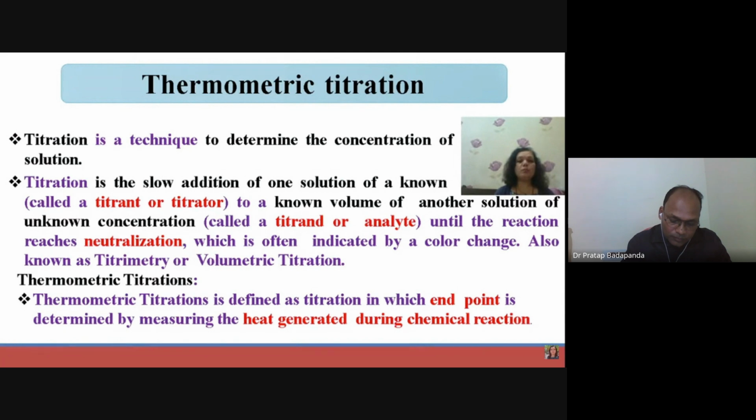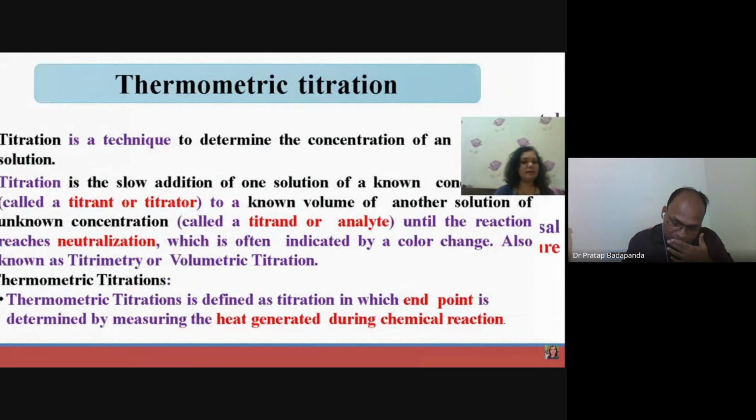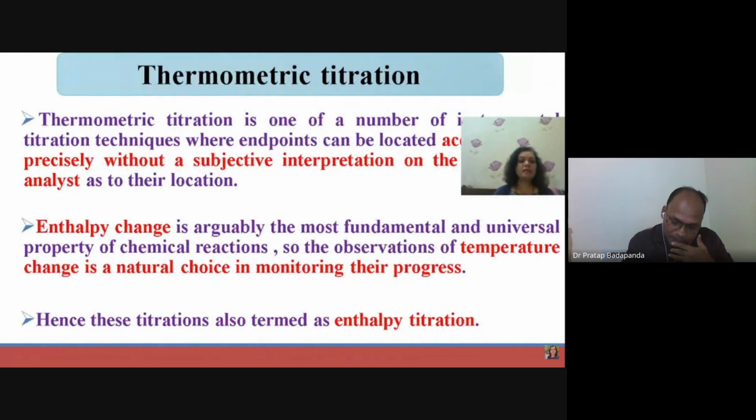The word thermo denotes change in heat, or the heat generated during the titration. So, in thermometric titration, what are we going to find out? We are going to find out the end point by measuring the heat generated during the chemical reaction. This is one of the techniques where the end point can be accurately and precisely found and interpreted by finding out the change in temperature by plotting a graph.